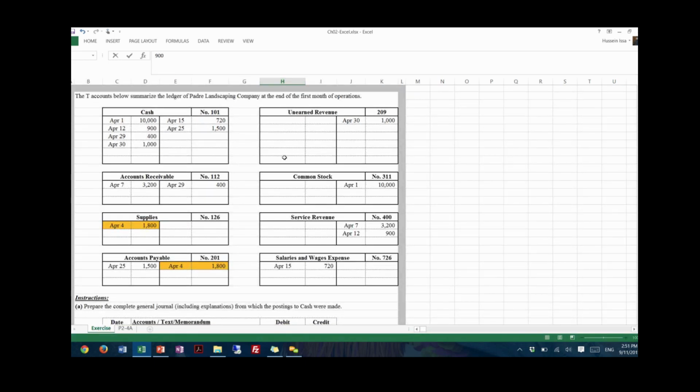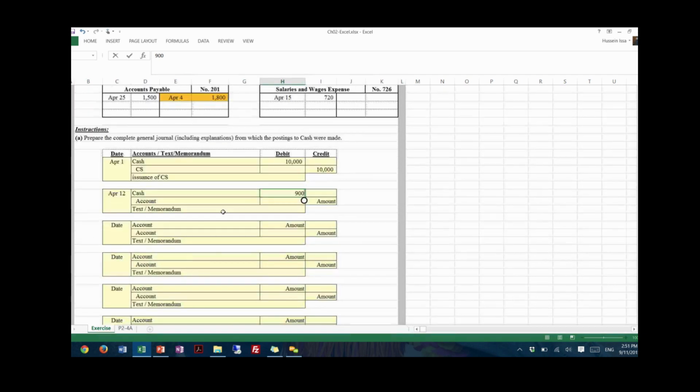Let's look at something that has April 12th and 900. Which one is it? Service revenue. So the company provided services. It's 900, also credit. And this was provided service for cash.